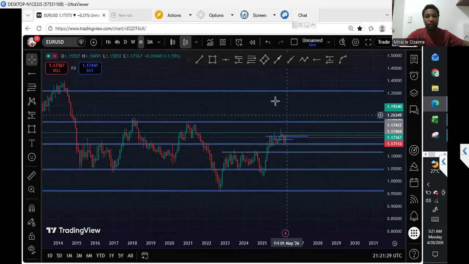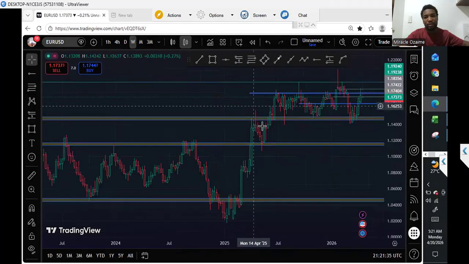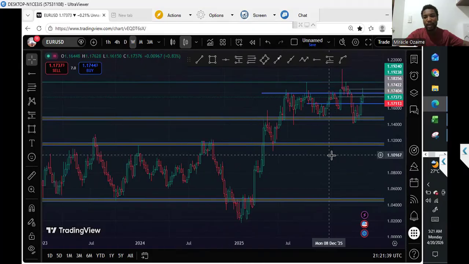Then when we break above, we're going to have a continuation to the upside. So that's my thought as of the moment on Euro USD. Euro USD is looking bullish to me as of the moment.